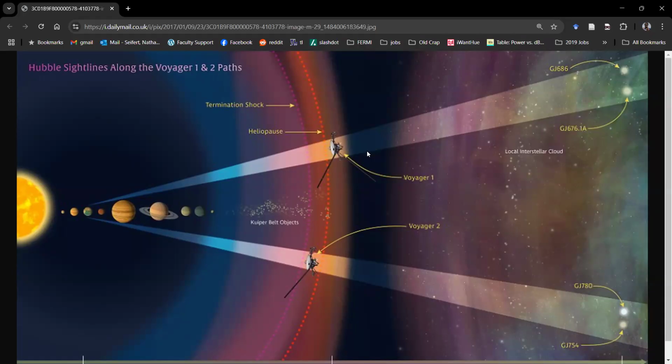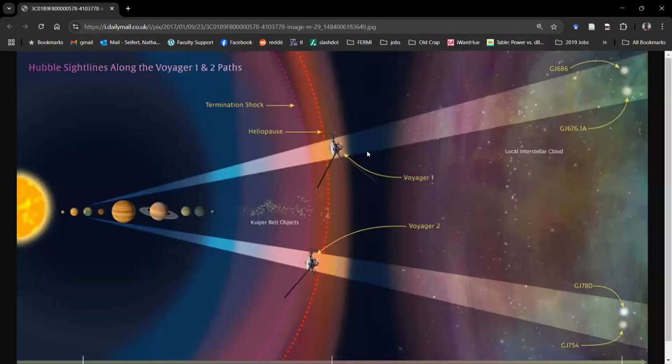They have just enough power that they can ping back and forth, and we can triangulate their positions. They're running out of energy. They have plutonium reactors on them. Actually, they're running out of cooling material. They have liquid helium that cools them, and they're running out of liquid helium.